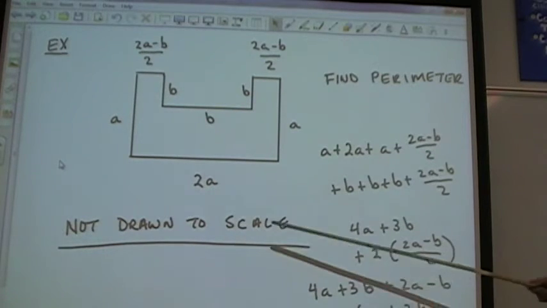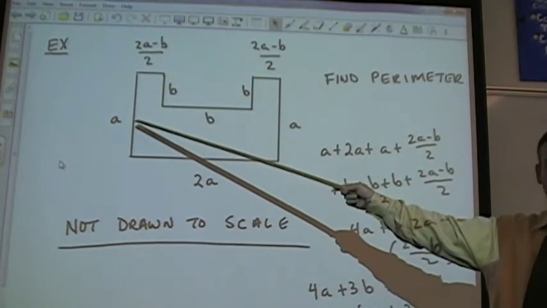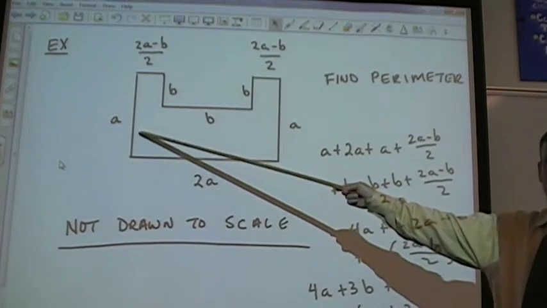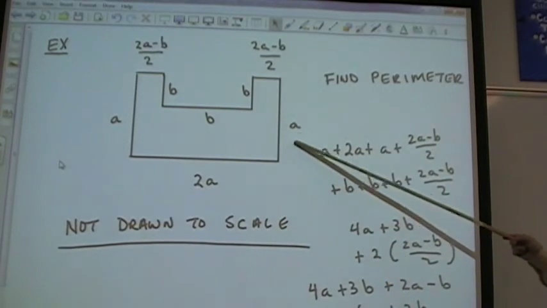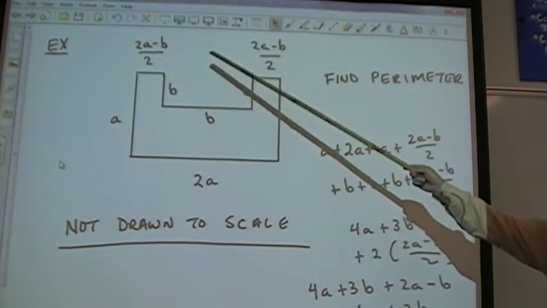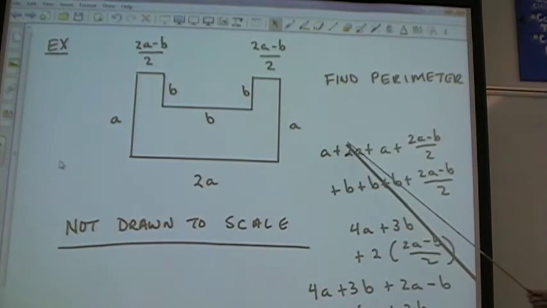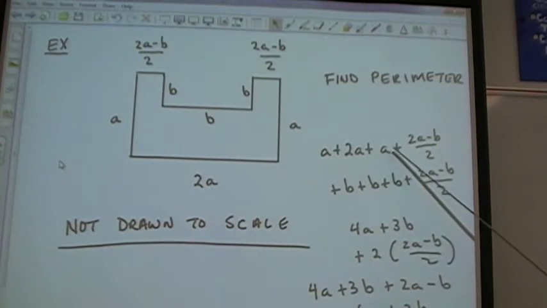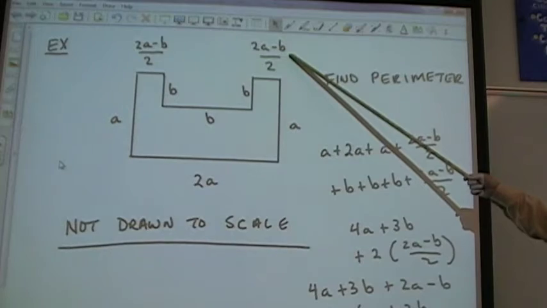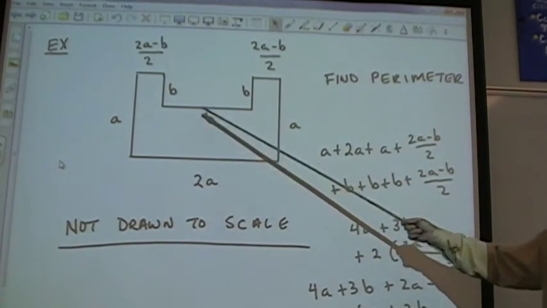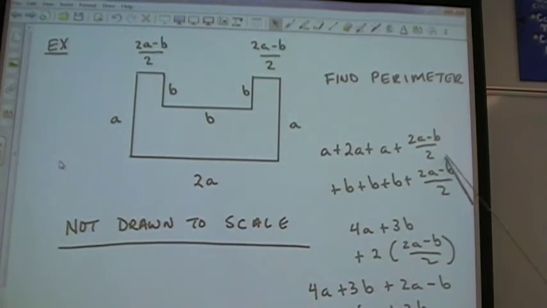And I started over here to the left with A, and just went counterclockwise with all the sides. So you get A plus 2A plus A plus 2A minus B over 2 is right here. Plus B plus B plus B plus 2a minus b over 2 again. And then you have to simplify that just like we were in the previous example.